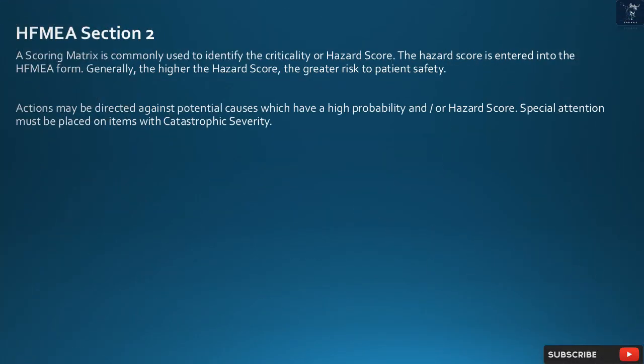A scoring matrix is commonly used to identify the criticality or hazard score. The hazard score is entered into the HFMEA form. Generally, the higher the hazard score, the greater risk to patient safety. Actions may be directed against potential causes which have a high probability and/or hazard score. Special attention must be placed on items with catastrophic severity.